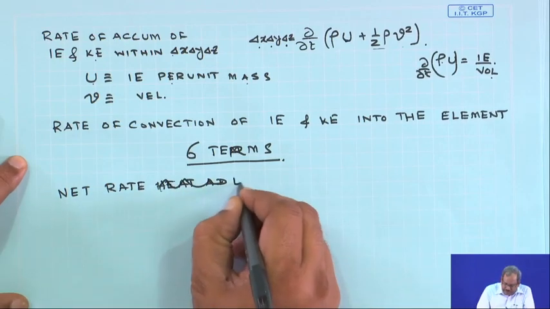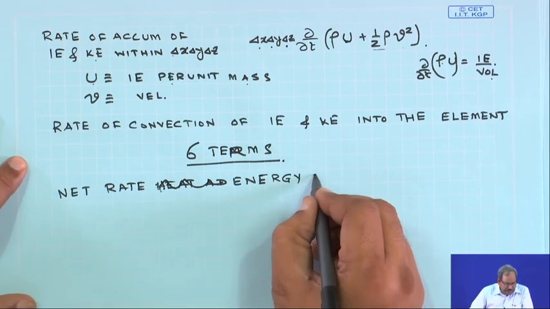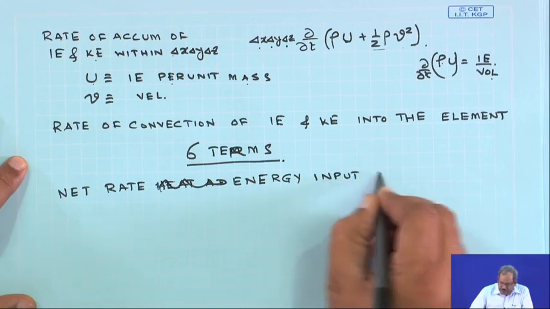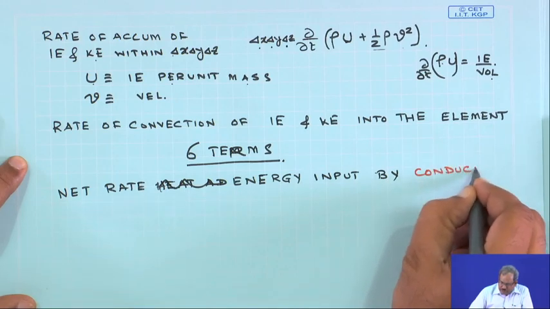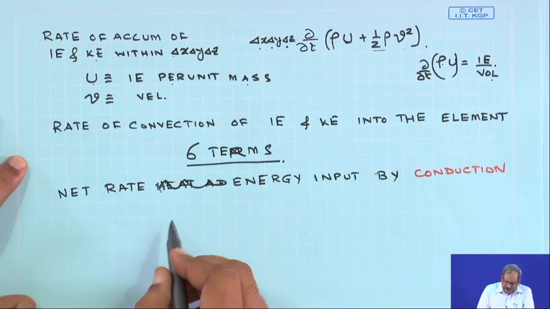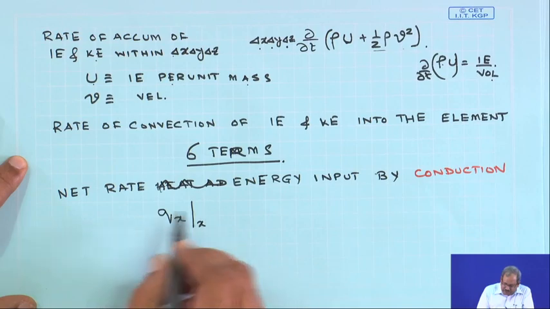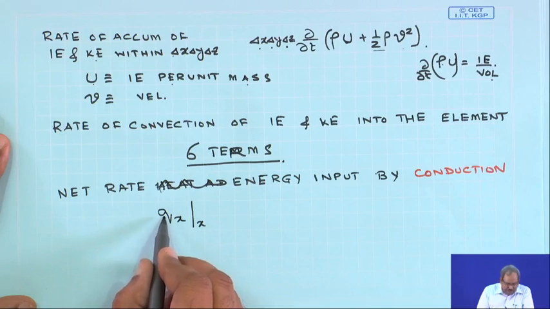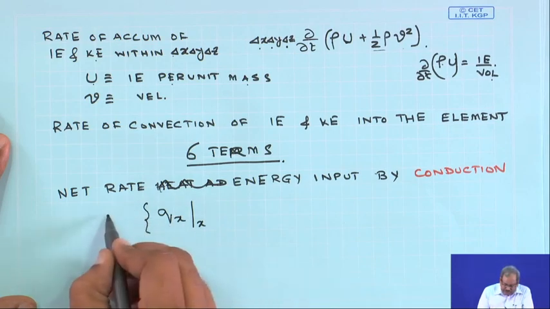I would not say heat here, energy, because I also have the kinetic energy to take care of. Net rate of energy input by conduction, and here I am going to express it in terms of the heat flux. The heat flux in the x direction, the component of heat flux in the x direction. So, this is the heat in per unit area per unit time. So, I must multiply it with the appropriate area. Since it is the x face, this must be equal to delta y delta z.